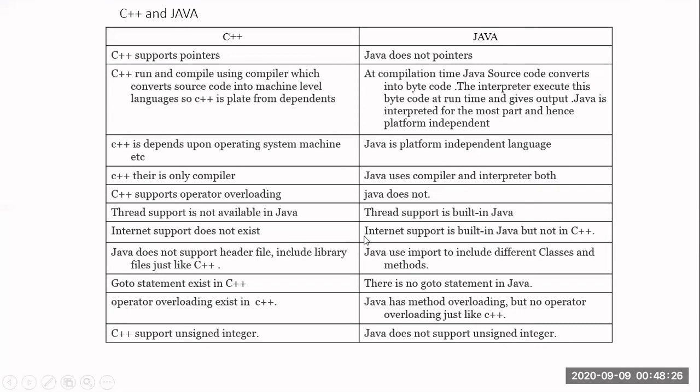Internet support is not there in C++, but Java has it. In C++, it supports header files and so on. Java does not include header files. Here we use a statement called input. Once again, C++ has the goto statement, but Java doesn't have a goto statement. In C++ the concept of operator overloading is there. In Java we have method overloading, but no operator overloading concept. C++ supports unsigned integers. Java does not support unsigned integers. So this is the difference between C++ and Java.